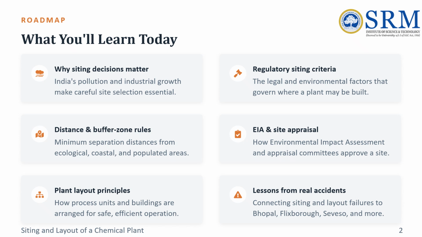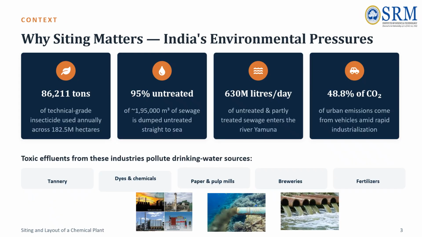Fourth, we will learn about environmental impact assessment and the role of the site appraisal committee. Then we will study the principles of plant layout, including equipment spacing and building arrangement. Finally, we will examine some major industrial accidents and understand how improper siting and layout contributed to these disasters.